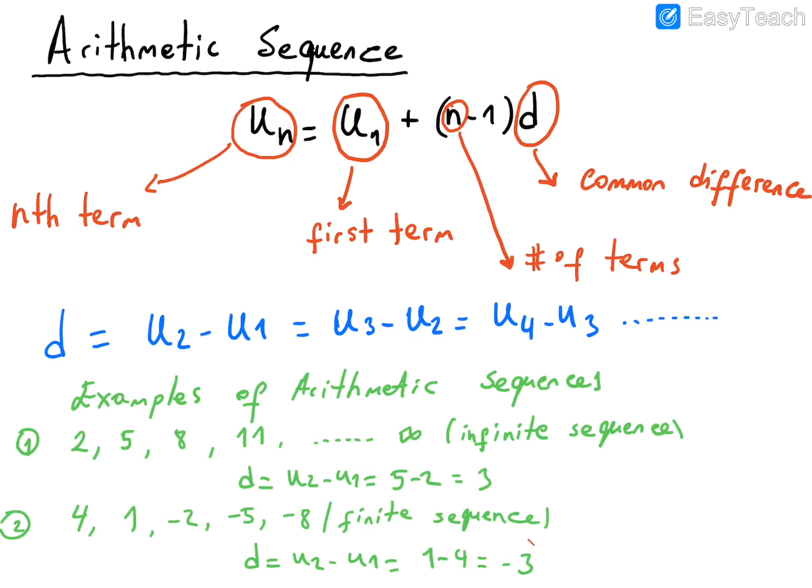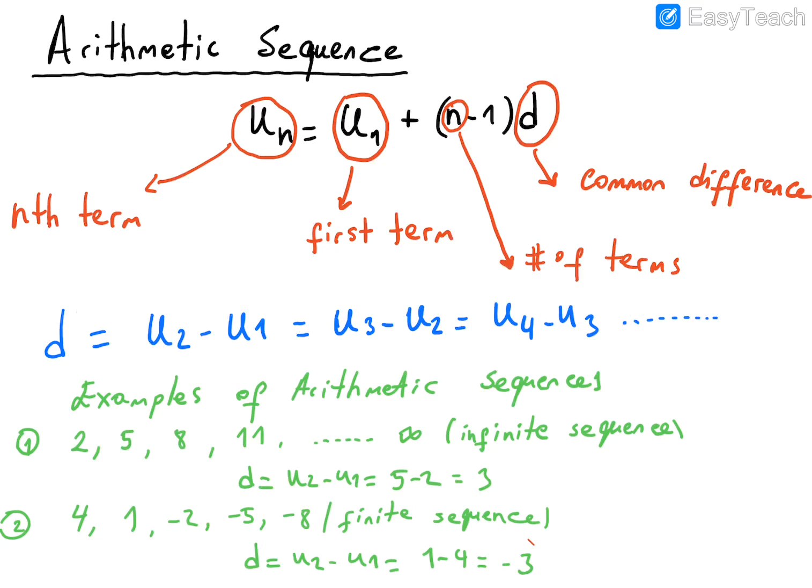An arithmetic sequence with first term u1 and common difference d has a general term un equal to u1 plus n minus 1 times d. Okay, so d is given as u2 minus u1. You can also find d by u3 minus u2. It goes this way. You can have lots of different combinations like this.